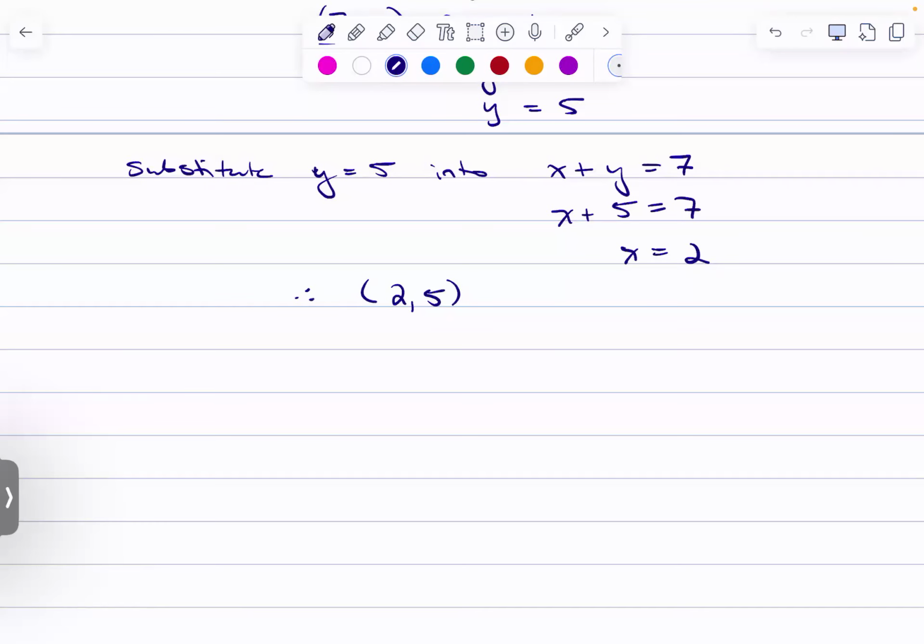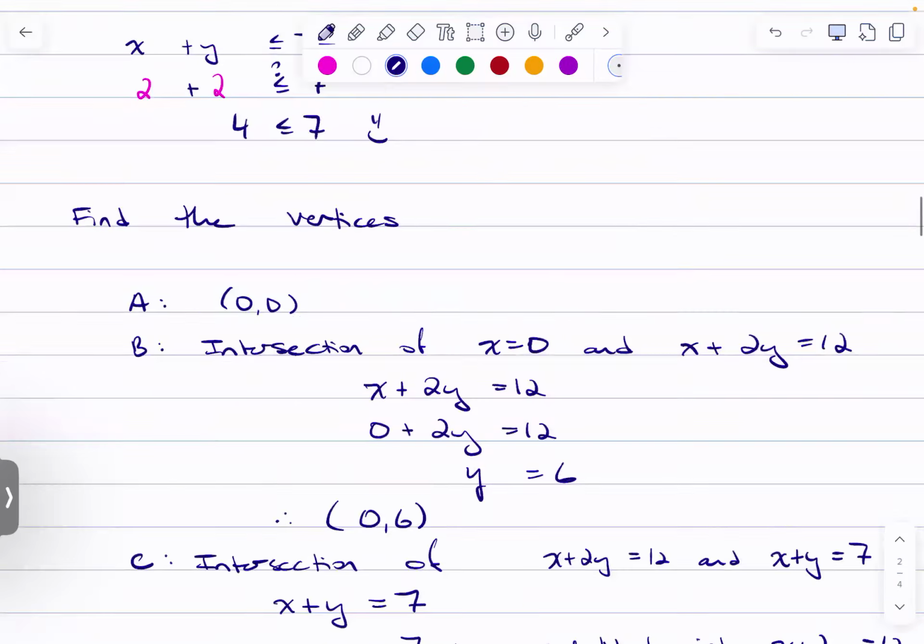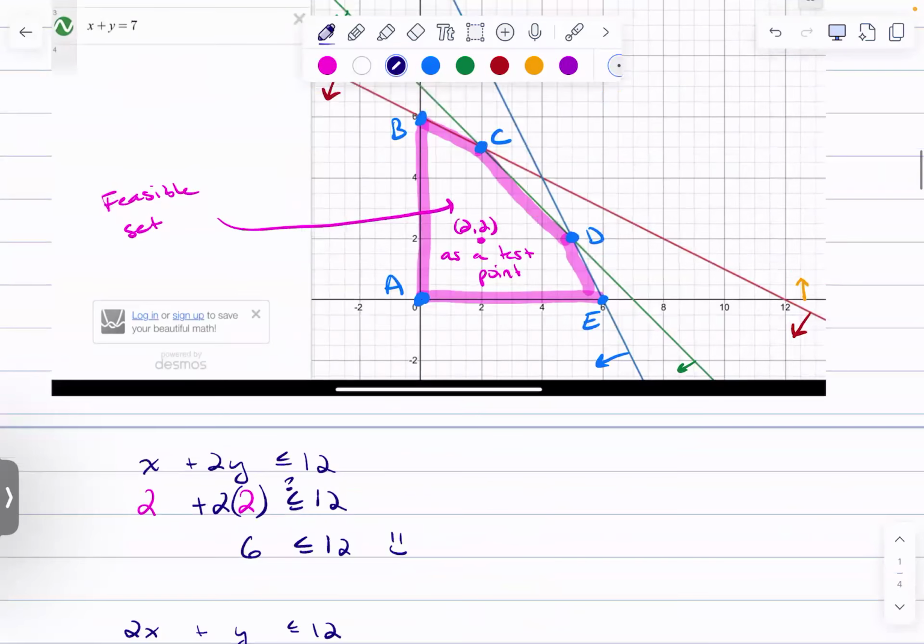Now, what's nice about having the graph is we can just check to confirm. Let's see. X is 2, Y is 5. Looks reasonable to me.